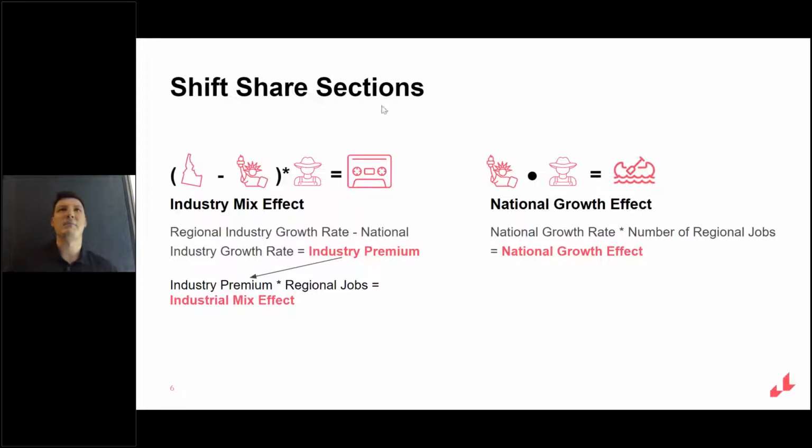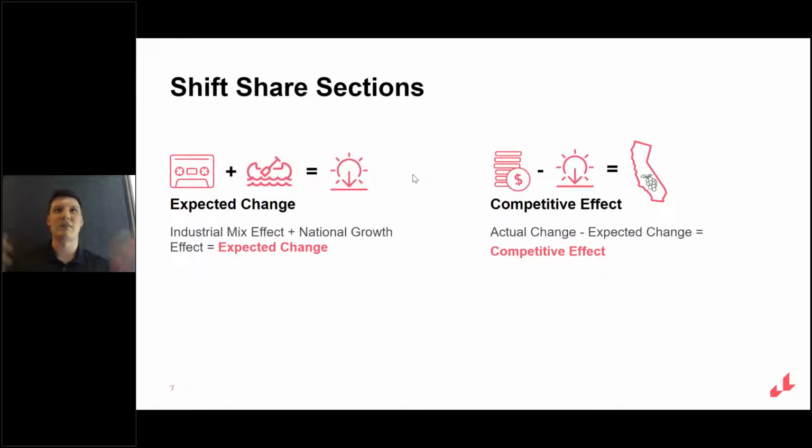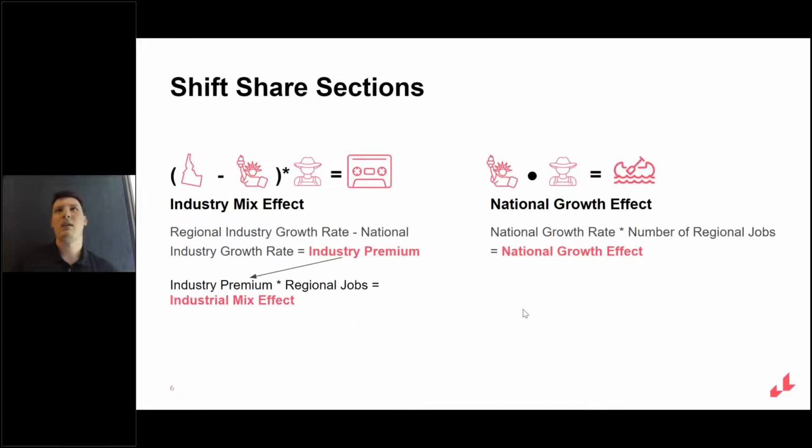So I had that highlighted as a mixtape right here because it's a mix effect. And jumping ahead, then we have the national growth effect. So the national growth effect is the national growth rate times the number of regional jobs, giving us the national growth effect. What I mentioned earlier about the rising tide lifts all boats. So we have a nice canoe there to demonstrate that.